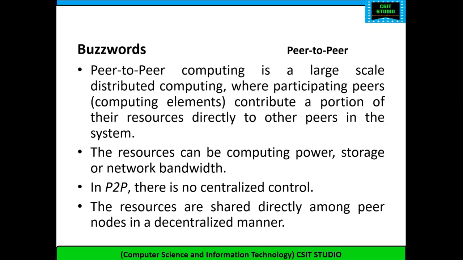Then after cluster computing, when it was unable to fulfill the requirements of different applications, another computing environment evolved, that is peer-to-peer computing, where multiple computing elements contribute their resources to perform some processing. The resources can be computing power like processors, storage, or network bandwidth. But here all the peers are independent, they are just coordinating with each other, and this is a decentralized environment in contrast to cluster computing.